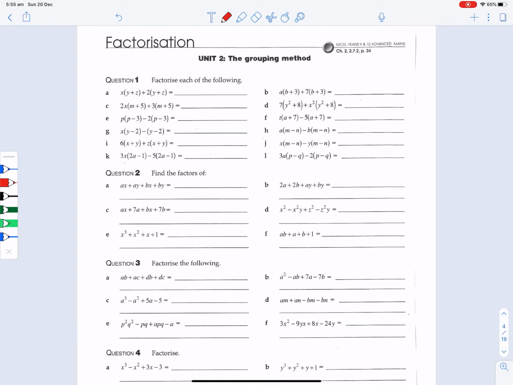Okay, so now we move on to the grouping method. The grouping method is the next concept in factorizing. Question 1 is really just helping you revise the skills that you need to be able to apply this concept. So let's look at question 1.